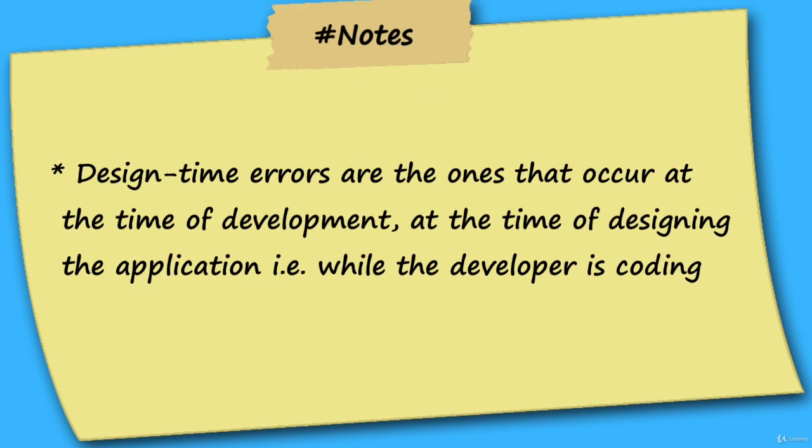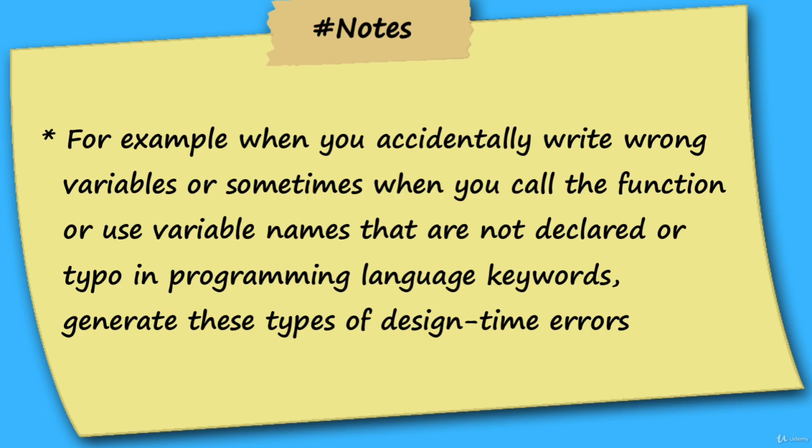Design time errors are the ones that occur at the time of development, at the time of designing the application. That is, while the developer is coding. For example, when you accidentally write wrong variables, or call a function or use variable names that are not declared, or make a typo in programming language keywords, these generate design time errors.